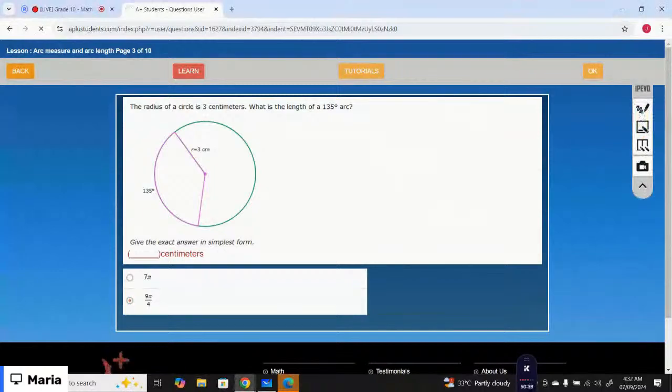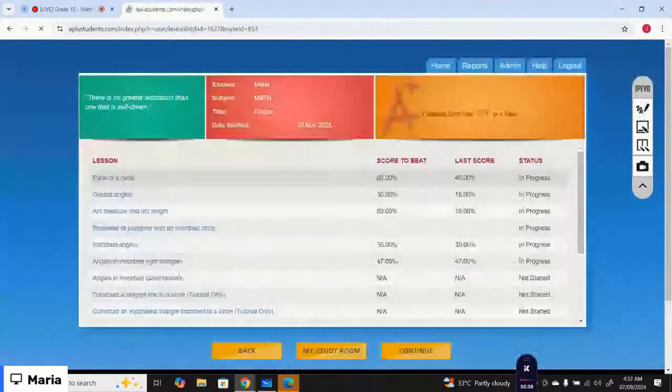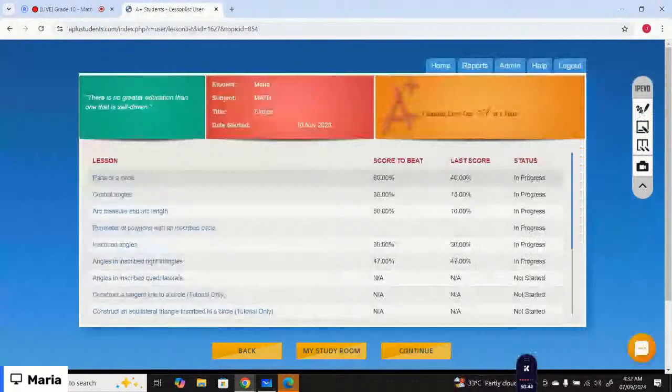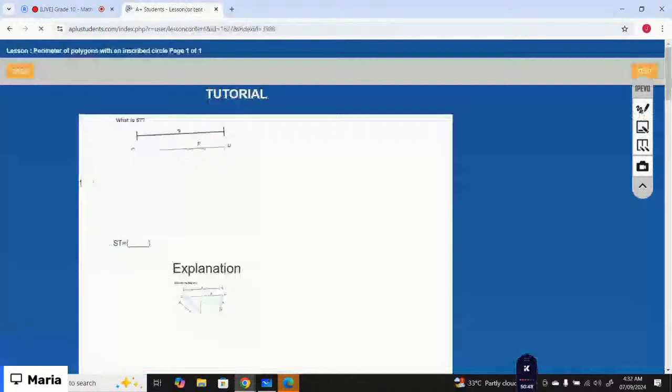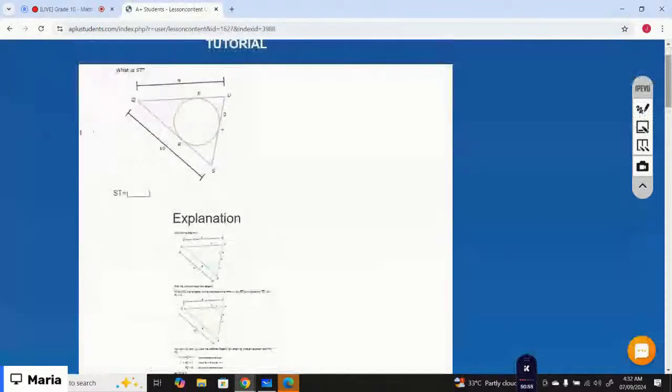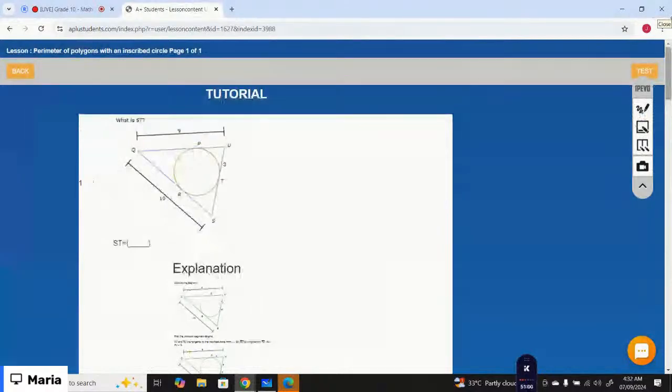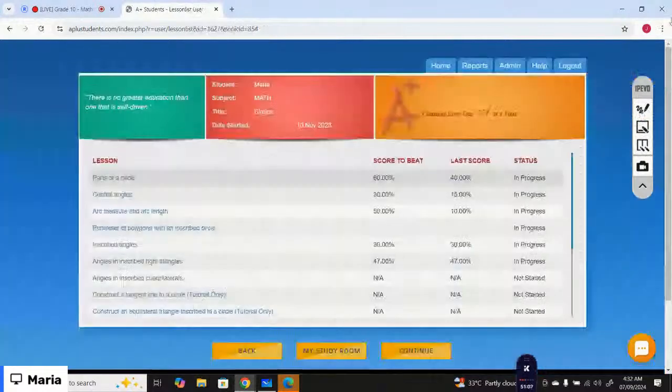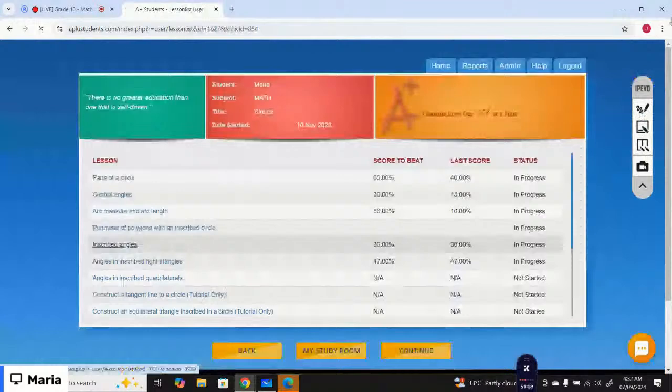Let me just move on to the next lesson, and the next lesson is perimeter of polygons with an inscribed circle. Inscribed angles. Let's just start with the lesson.